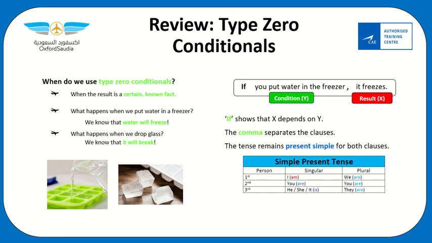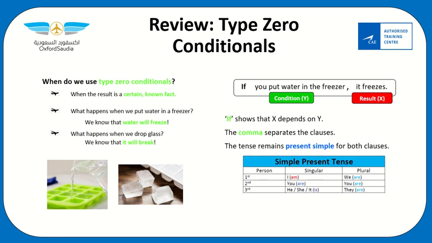Before we go on to the type 2 conditional, let's just review type 0 conditionals. When do we use type 0 conditionals? When the result is a certain known fact. So we know for sure that it's real. What happens when we put water in a freezer? We know for sure that the water will freeze. What happens if you drop a glass? We know it will break.